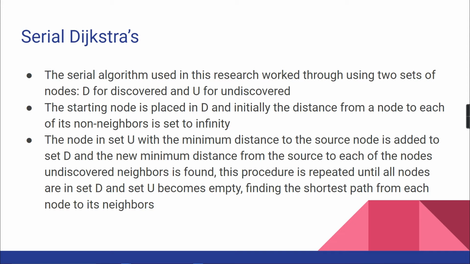Then the node in set U with the minimum distance to the source node would be added to set D, and the new minimum distance from the source to each of this node's undiscovered neighbors would be found, and then the process would be repeated until all of the nodes are in D and set U is empty, and that would find the shortest path from the source to every node.